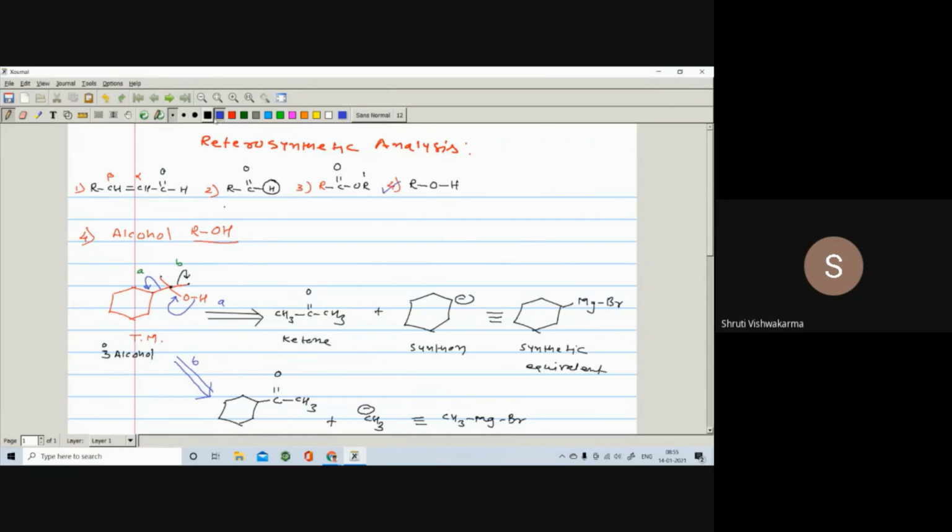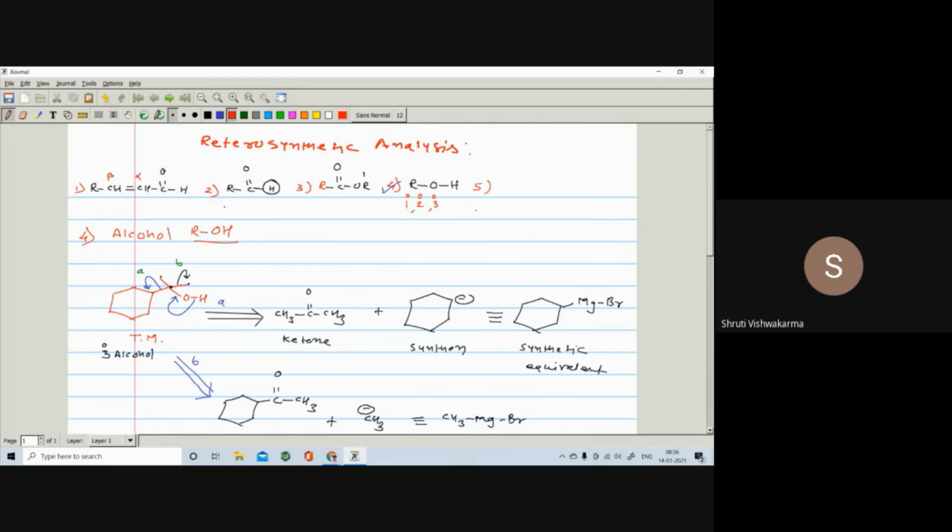Okay, now next example. If it is a primary alcohol, we can prepare by only one path. If it is a secondary alcohol, we can prepare by two paths. And if it is a tertiary alcohol, we can prepare by three paths, depending upon the nature of the R.